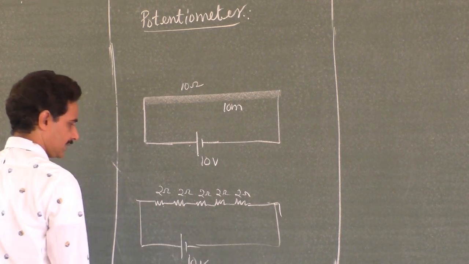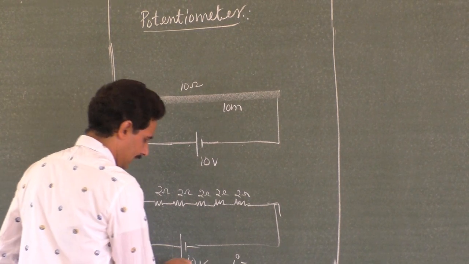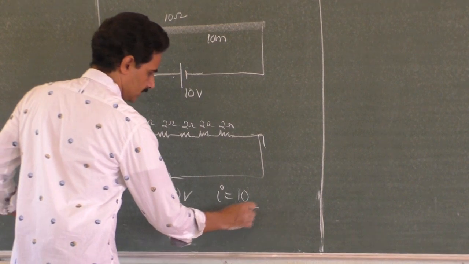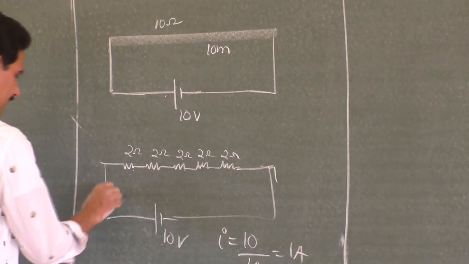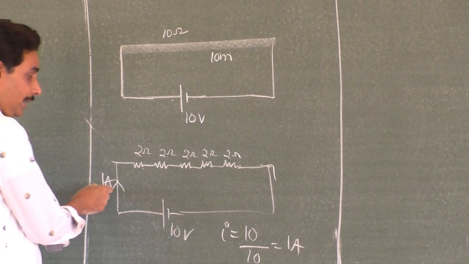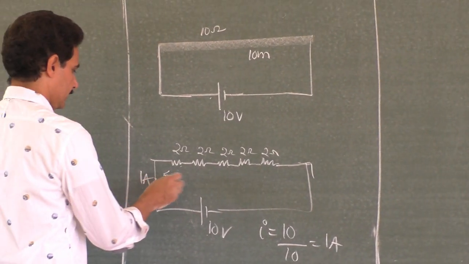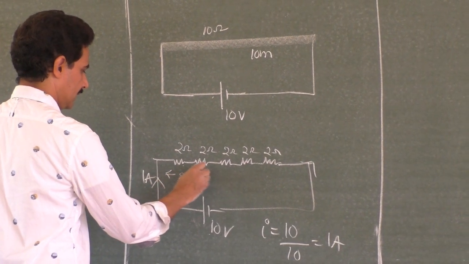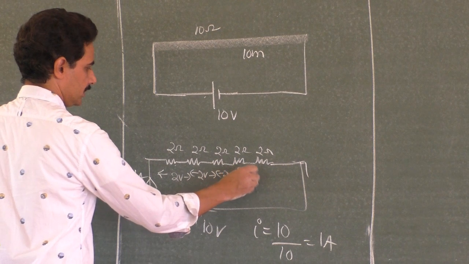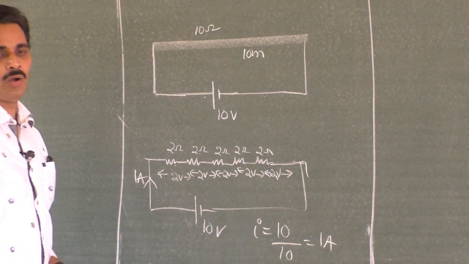Now what has happened? What is the current through this? I equal to E by R plus r, no internal resistance. Then this is V by R, 10 volt by 10 ohm, this is 1 ampere. 1 ampere is the current, and in series the current is the same in all the resistors, you know it. When 1 ampere flows through 2 ohm, what is the voltage here? It is 2 volt, and 2 volt, 2 volt, 2 volt, everywhere you get 2 volt.